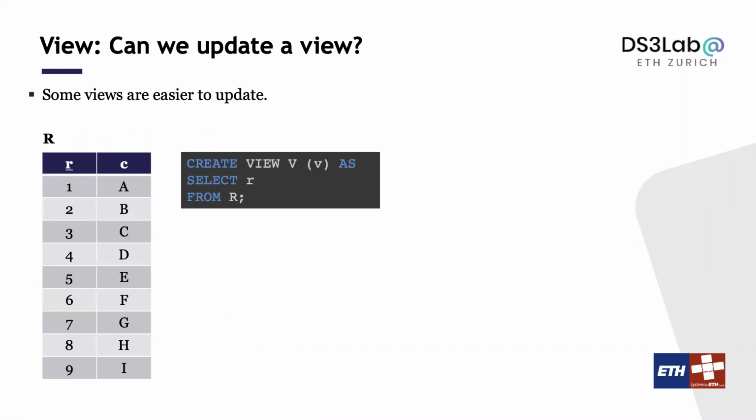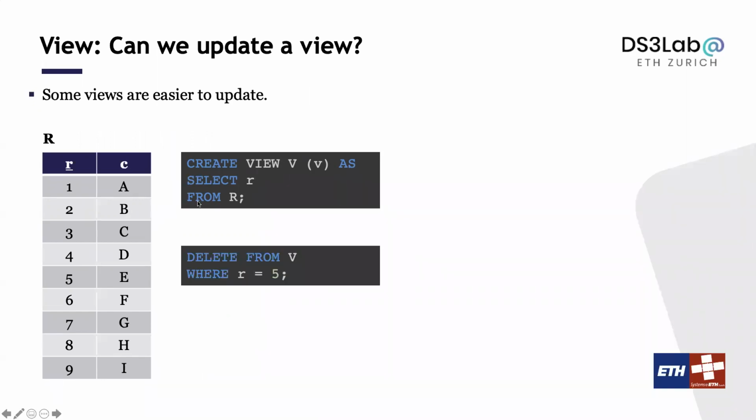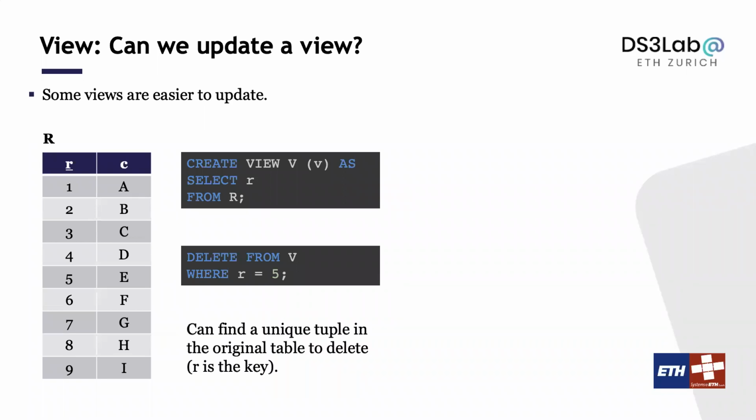On the other hand, some of the views are easier to update. Assuming we have this relation, the primary key is R, you have another attribute C, and you have a view which is just the original table. Whatever you update, say I delete one tuple from the view, you can simply find the corresponding tuple and delete it. So there's a unique way you can update your base relation to reflect the update you want on the view. This is just one example of a view that is easier to update.